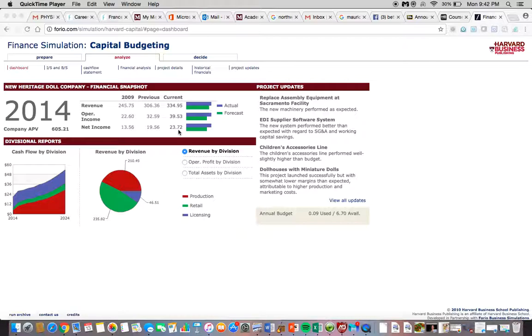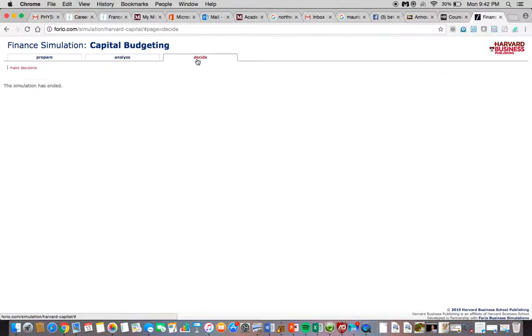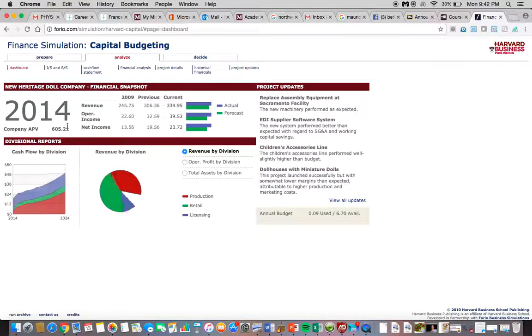When deciding which proposal I wanted to invest in, I took several factors into account. Unfortunately, I am unable to show you this process because the tab has closed and the simulation has ended because I have obtained a 605.21 APV. But the first thing I looked at when choosing these investments is the NPV, or the net present value.